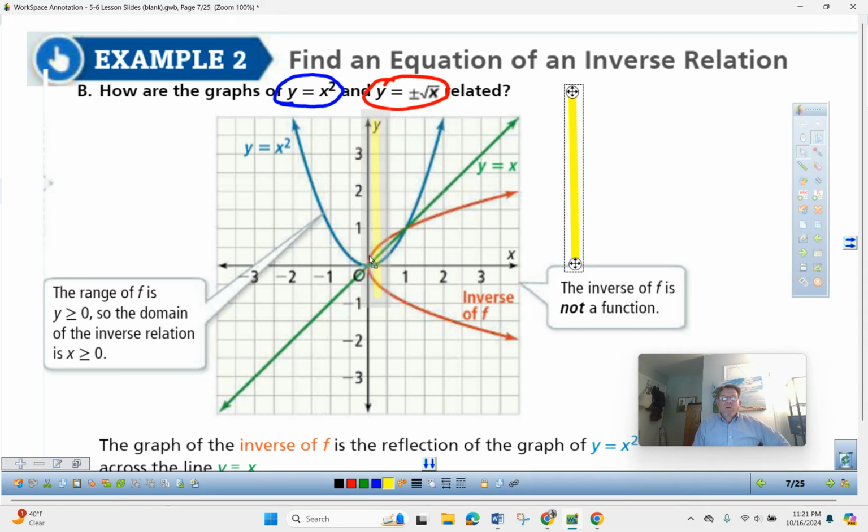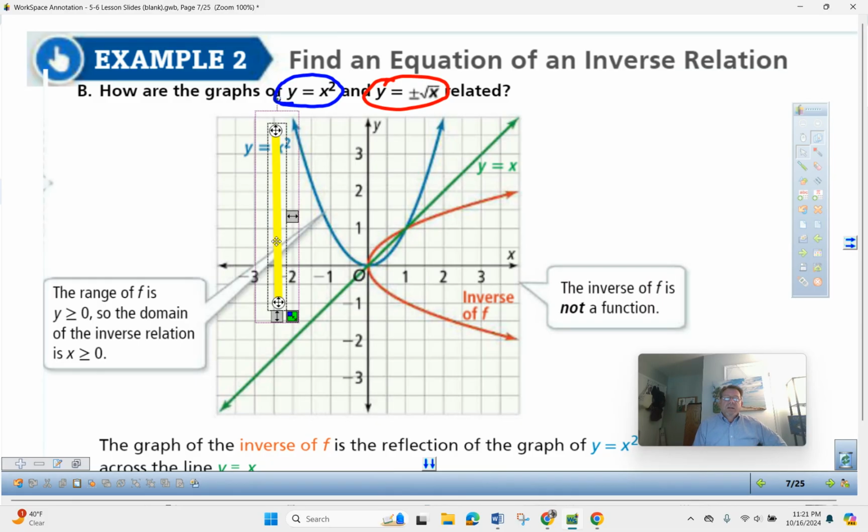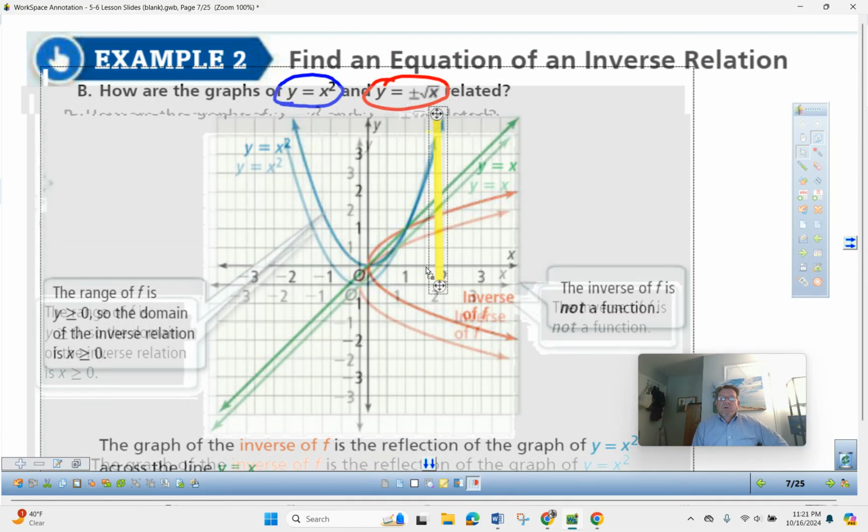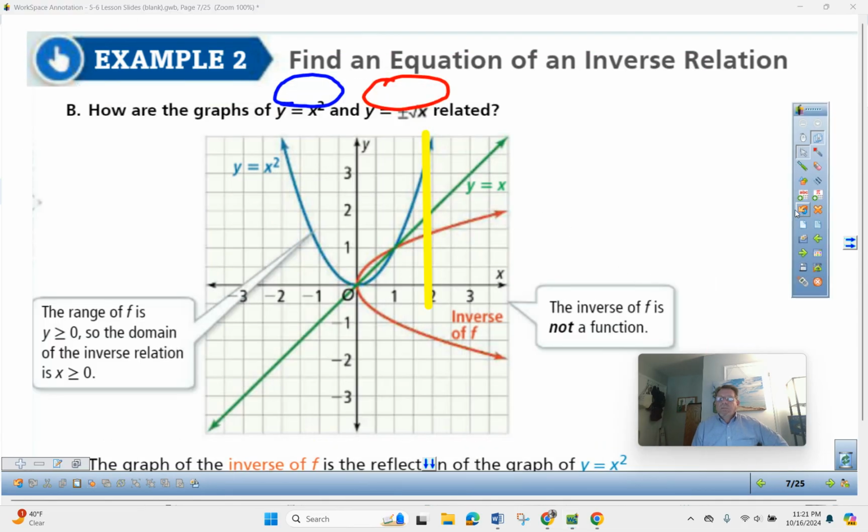Now, how does that work? Well, the vertical line test works because if it touched the graph twice, that means the x was used twice, and we can only use our x's once. So the vertical line test says the original is a function because it only touches once. But now let's try the vertical line test on the other one.